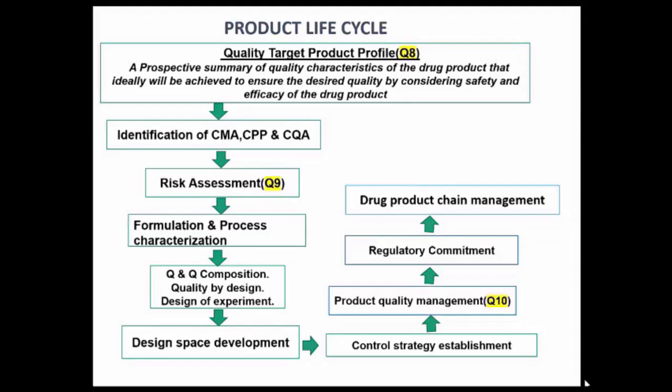Initially you have a knowledge base. Out of that knowledge, you now have n number of options. From that, you have to identify which option is adaptable and suitable to this particular manufacturing process in design space development. So specification limits are given in this design space development. After design space development comes control strategy establishment. So you have designed the process.